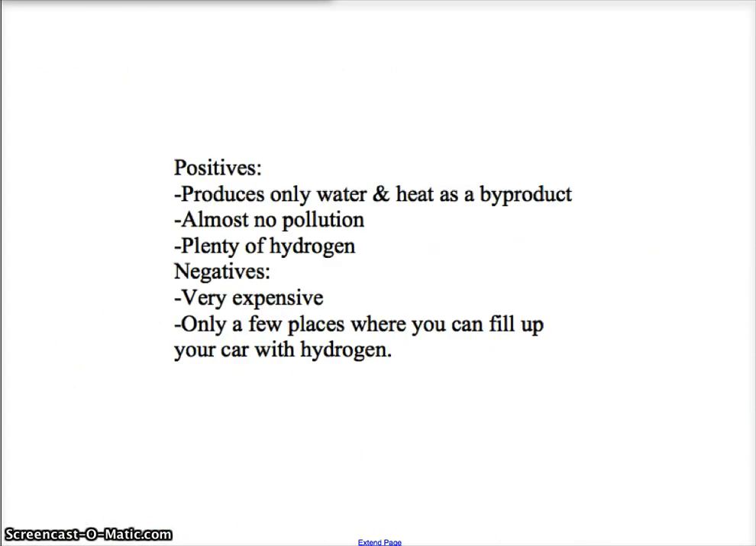Well, the good part, the positive, is it produces only water and heat. So it's almost no pollution and there's plenty of hydrogen. The negatives, it's very expensive. And only a few places can fill up your car with hydrogen.